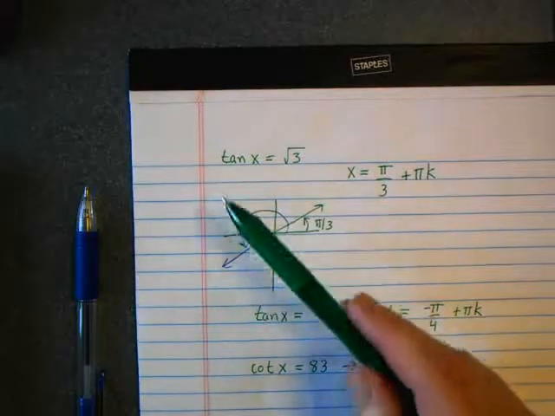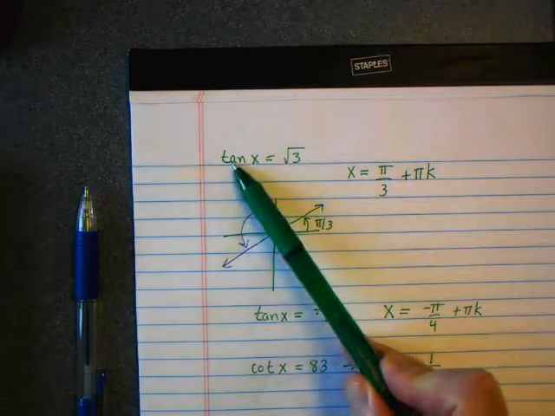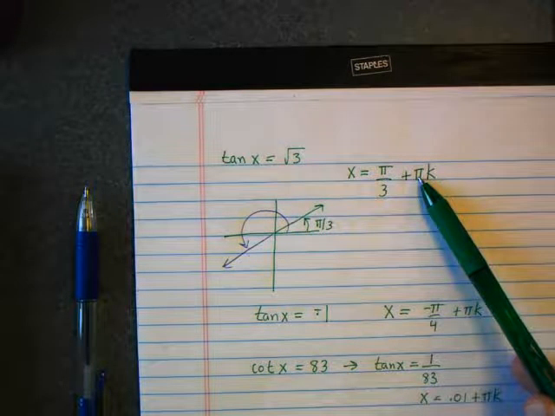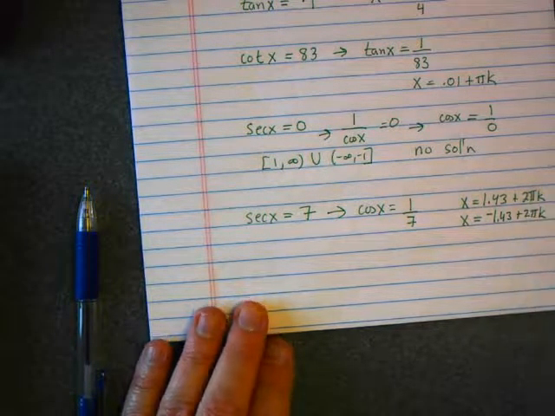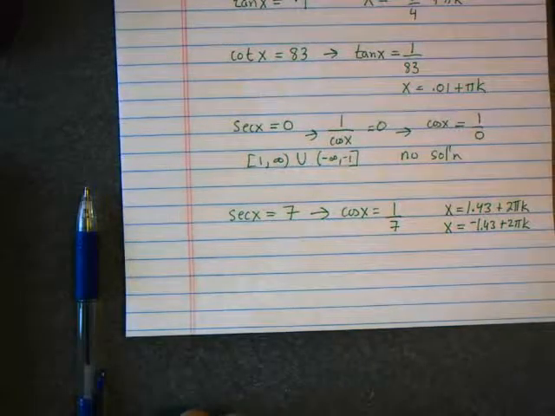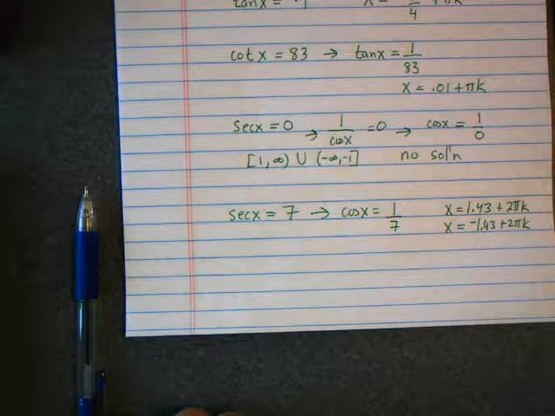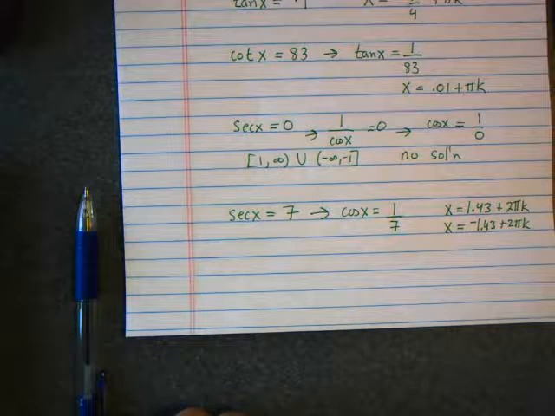For tangent, the difference is that tangent has a period of pi. Cosine and sine have a period of 2 pi. So that's the difference. Other questions? All right.